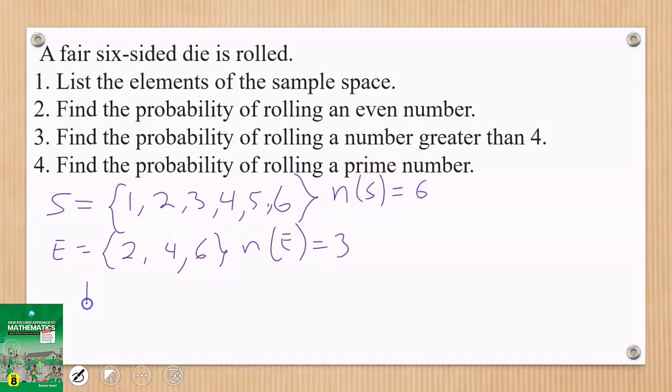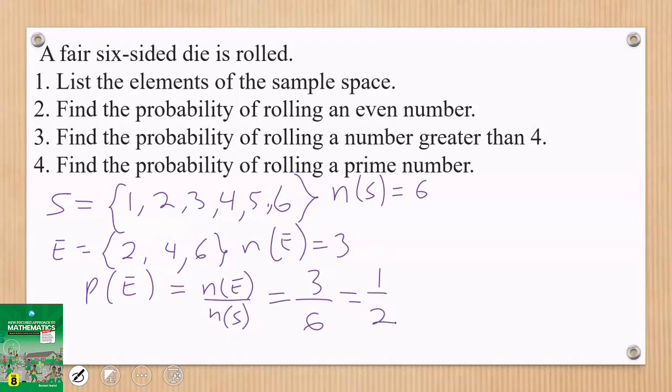Now, for us to find the probability of getting an even number, according to the question, it will be the number of even numbers over the number of the sample space. This was the definition we gave for the probability of an event. So the number of even numbers is 3, the sample space is 6. This is reduced to the lowest form as 1 over 2, and that becomes the answer.